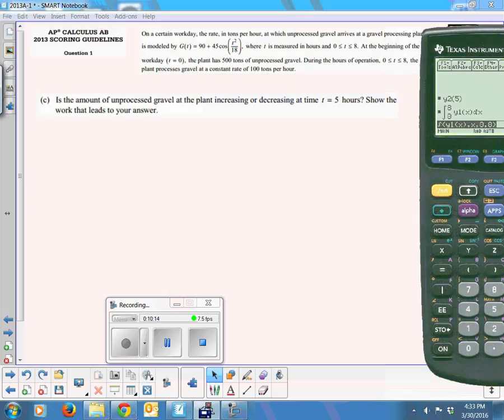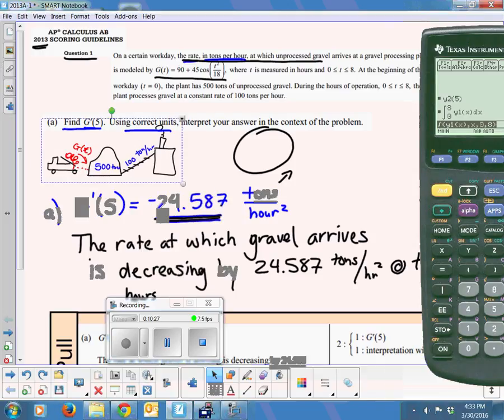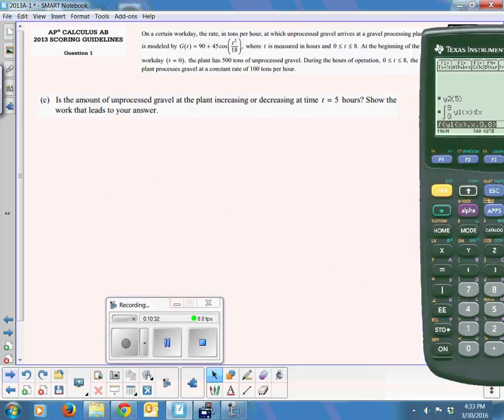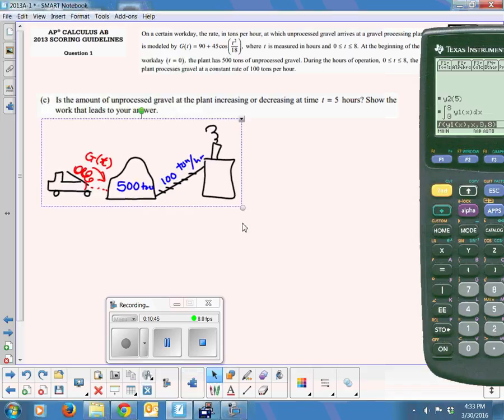Alrighty. Let's see, is the amount of unprocessed gravel at the plant increasing or decreasing at time t equals 5? I am so proud of my little drawing here because it's actually turning out to be kind of useful. I wonder if I can copy and paste it. Let me try to copy this and then go forward, and right-click paste it. Please be there. Paste. There it is.